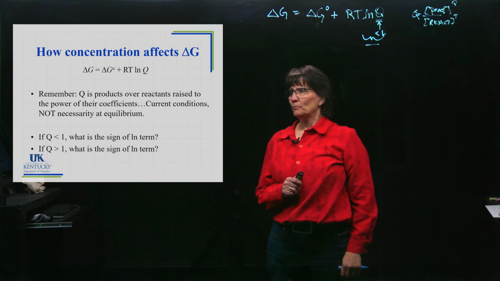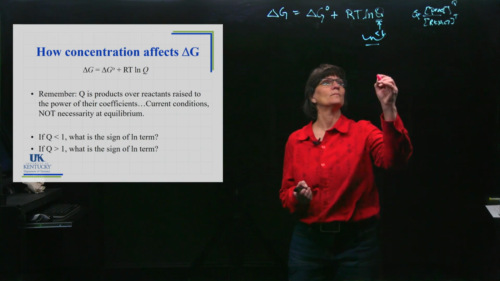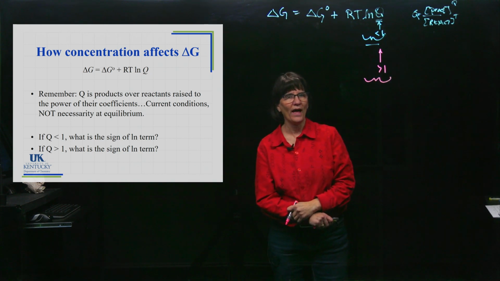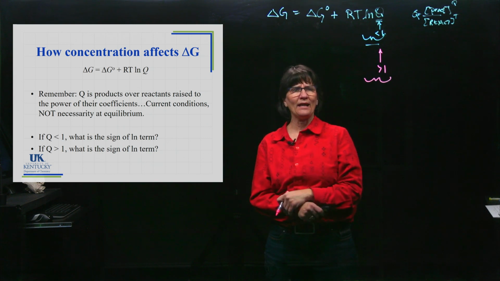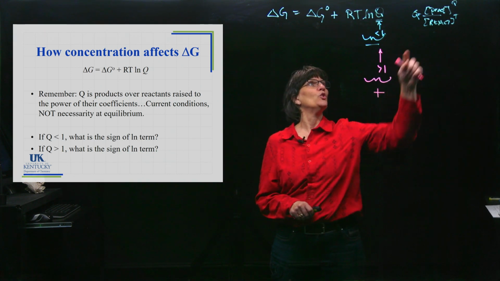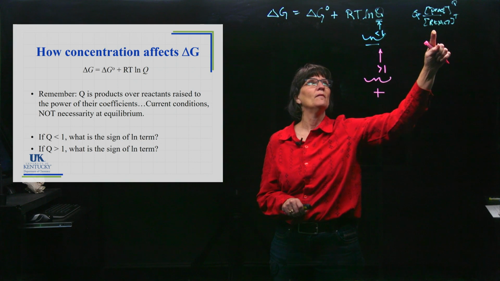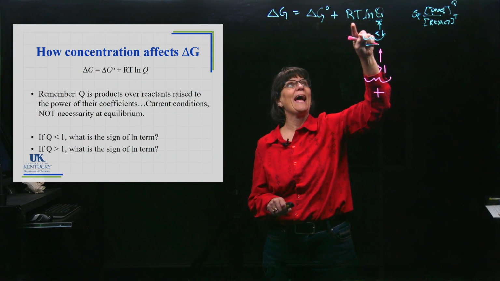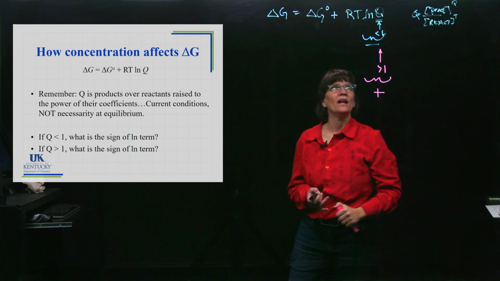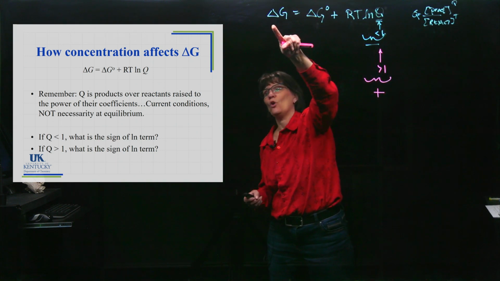What if the other is true? What if Q is greater than 1? If Q is greater than 1, what is the natural log of Q? If you don't know, get your calculator out and take the natural log of 2, of 4, of 100. It's always positive. When you take products over reactants and it's greater than 1, you have a lot of products and not much reactants. You're going to be adding to this value, and the delta G is going to go up and get bigger and bigger. That's the effect that the reaction quotient will have on this term, and consequently on its delta G value.